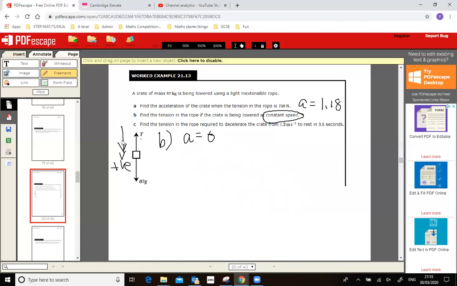We can still use F equals ma, and our resultant force is again the same thing, 87g. So why don't we write 87 times, instead of g, let's use 9.8. We don't know what tension is, so let's take away tension. And that equals m, which is 87, but remember, we already said a is 0. So 87 times 0 is just 0. So you can see straight away that T equals 87 times 9.8, and the tension comes to be 853 Newton.